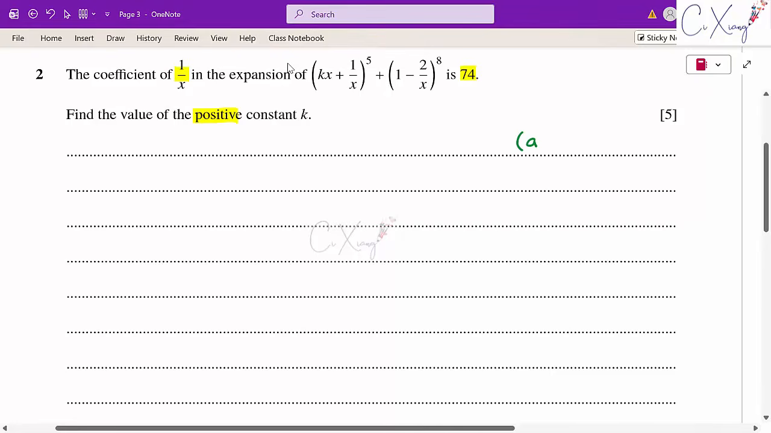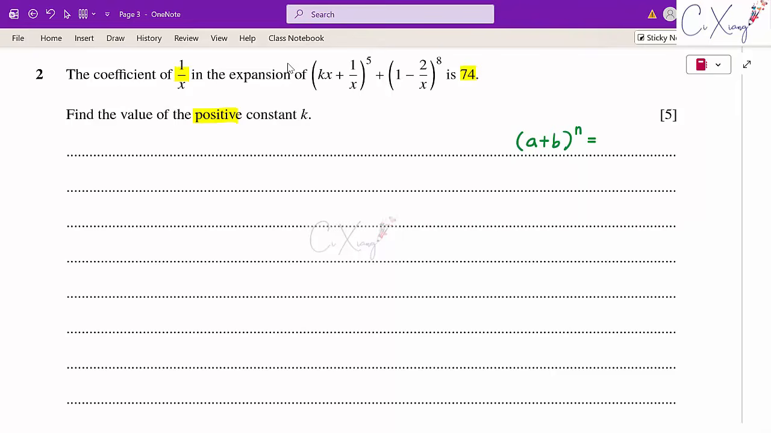If I have (a plus b) power n, the general term, any term in this expansion, will be nCr, a power n minus r, then b power r. This is the general formula for what we have.